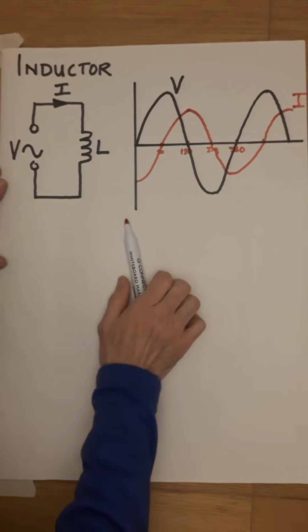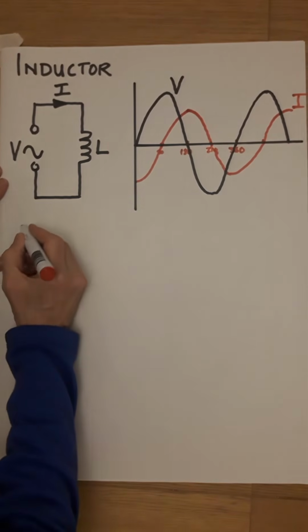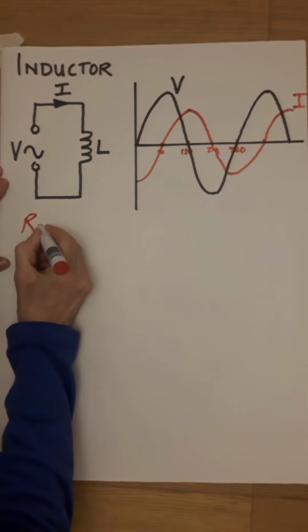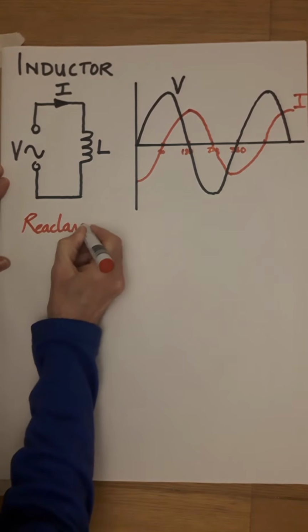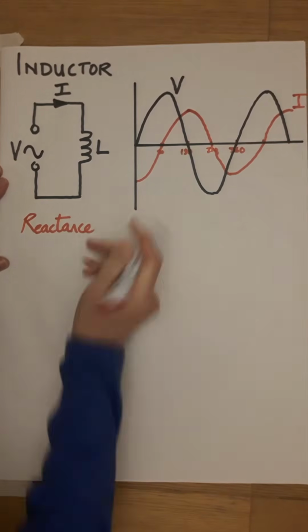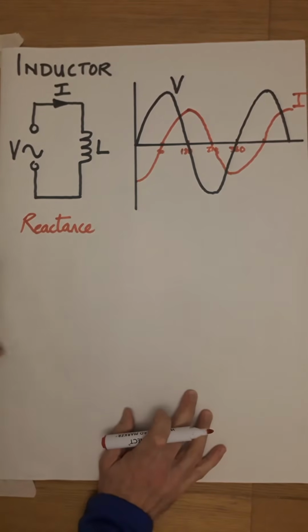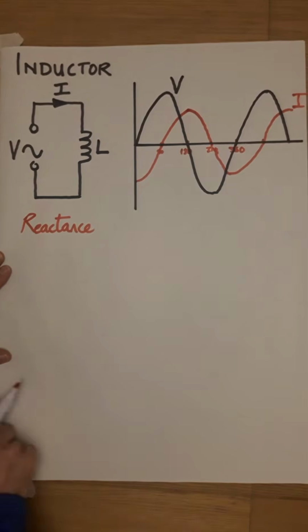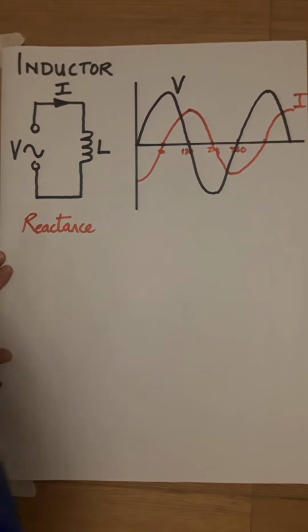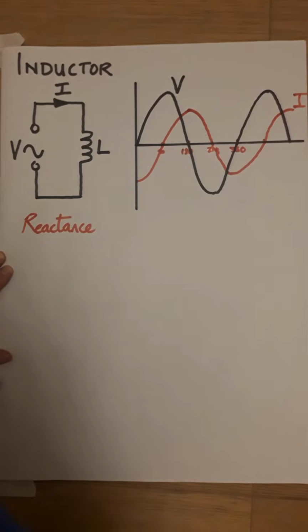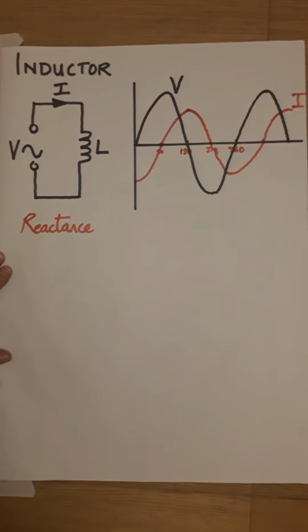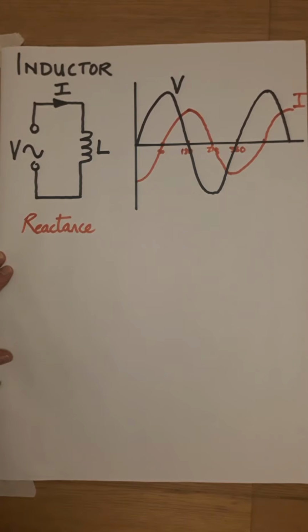So this opposition to current flow, as I said, is called reactance. We'll deal with that again in just a moment or two. Firstly, let's look at this diagram. This is a waveform diagram, and we can make that look simpler by using a phasor diagram.